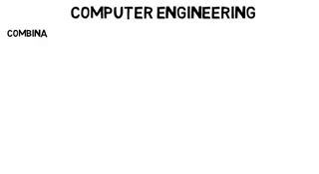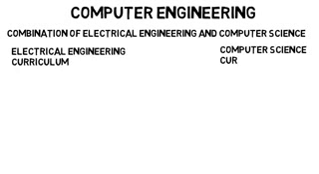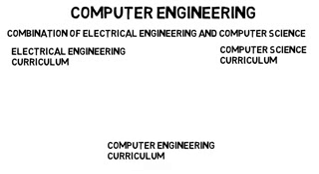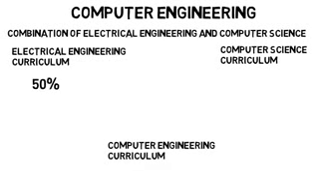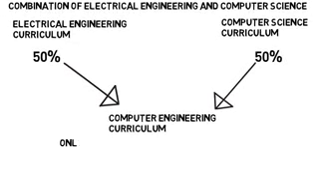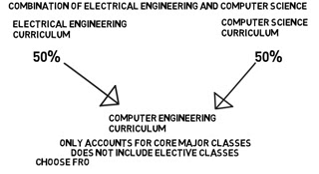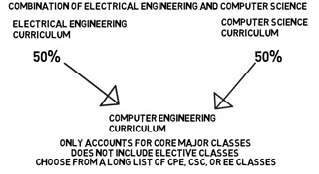Computer engineering is the combination of electrical engineering and computer science. As in, if you have the electrical engineering curriculum and the computer science curriculum, which don't share really any classes, the computer engineering curriculum is literally 50% of the EE classes and 50% of the CSC classes. Now this only accounts for your core major classes. It does not include the elective classes in your last years where you can choose from a long list of computer engineering, computer science, or electrical engineering classes to specialize in that I'll show you at the end.